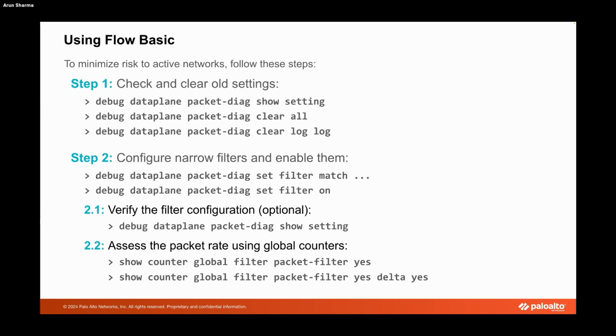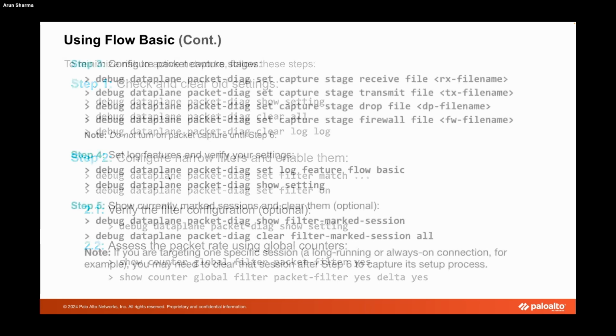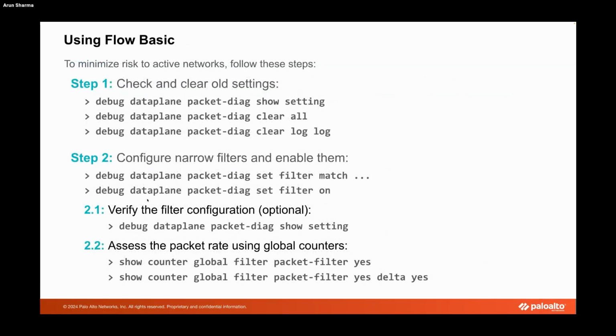Configure narrow filters and enable them. So this is again the IDs, and this is the filter on. This is step 2. Once you are done with it, you can verify with this command. It's optional because you will see that in the GUI anyway. Then analyze the global filter, and by running this command you can see the packet rate and how many different counters are being hit since you last ran the command.